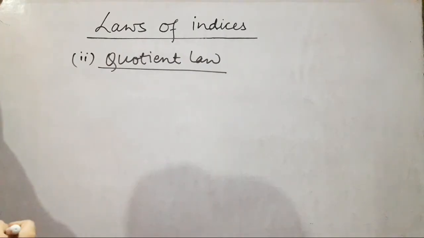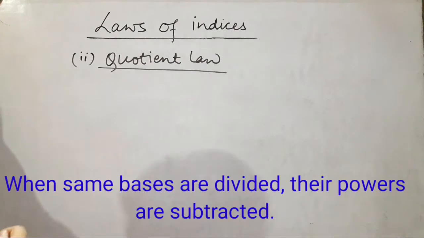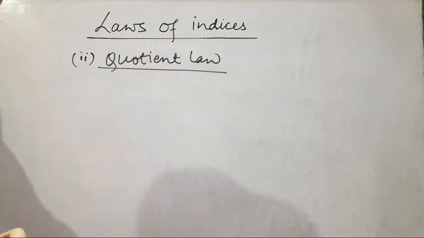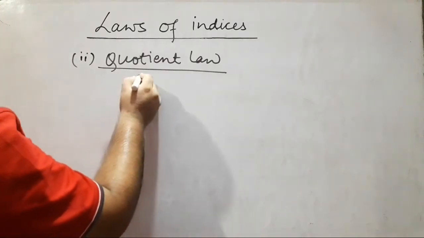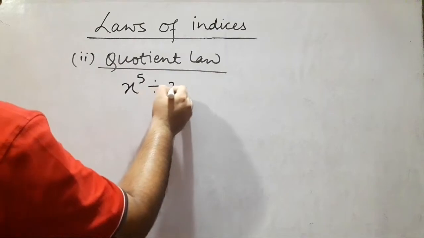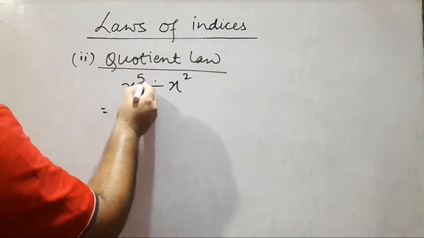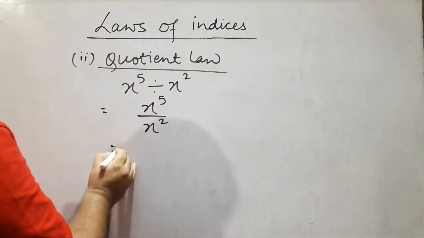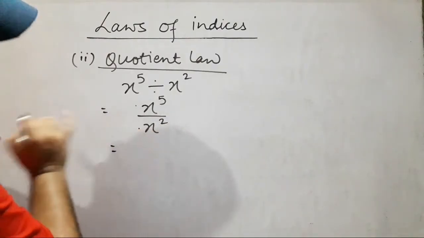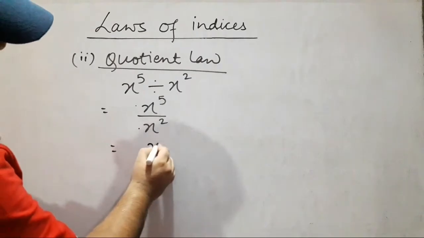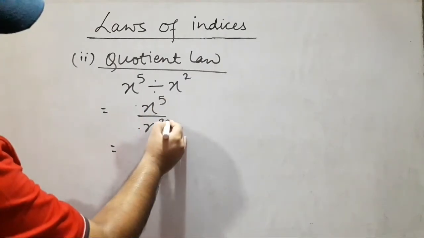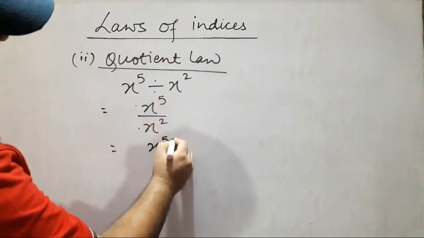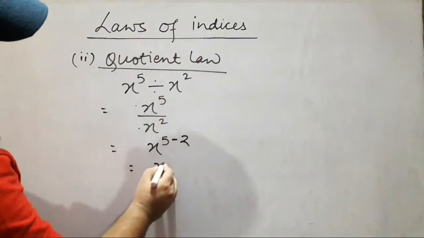So the quotient law of indices states that when same bases are divided, then their powers are always subtracted. Let's see an example. X power 5 divided by x power 2. We can write it as x power 5 by x power 2. Since there are same bases, we can subtract the powers. X power 5, now 2 will be subtracted from 5. X power 3.